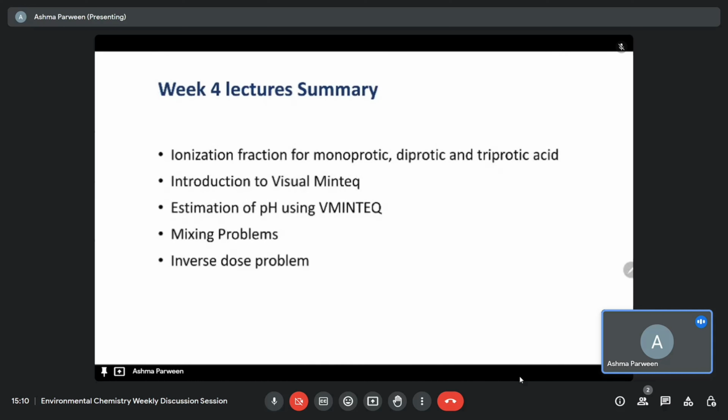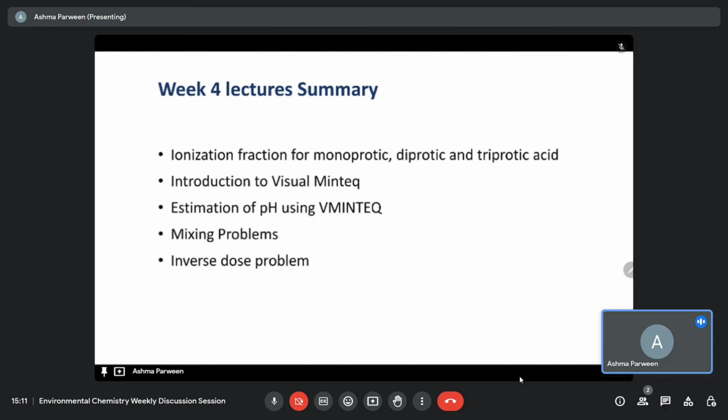And in lecture number 4, there were mixing problems in which two different solutions having different acids were mixed, and the final pH was determined using Visual MINTEQ. And the last lecture was about the inverse dose problem, in which the pH was given, and the question was like, find out how much acid should be added to lower the pH or increase the pH. So this was the inverse dose problem.